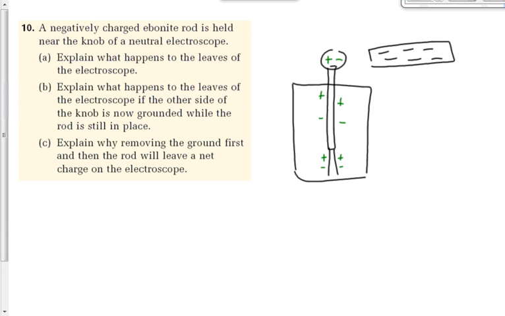Good, the protons are going to stay where they are. What's going to happen to the electrons? Janessa, what's going to happen to the electrons in this neutral electroscope? Good. They're going to be pushed away as far as they can, right?